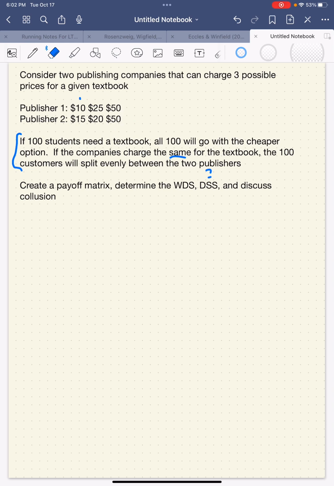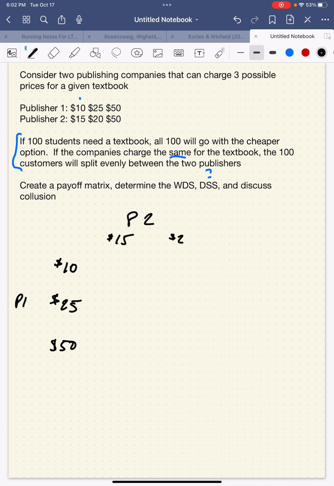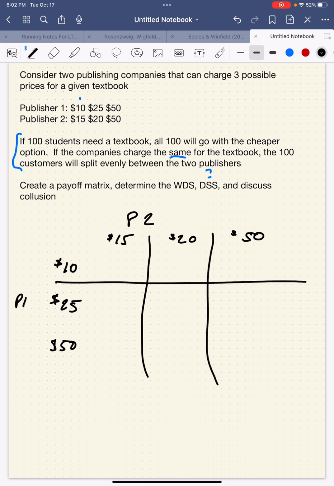All right, so first things for the payoff matrix, remember our payoff matrices are always going to have the same setup. We have the two players, or in this case the two publishers, and we have their strategies going down the side. So publisher one can charge $10 if they want to, they can charge $25, or they can charge $50, and publisher two can charge $15, $20, or $50. And then payoffs in this particular case are going to be how much money the companies make off of the number of customers that they have.